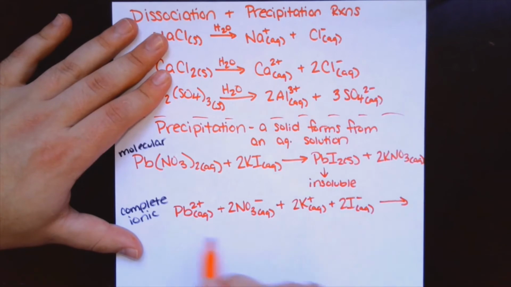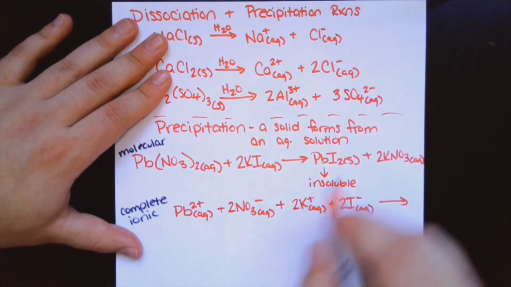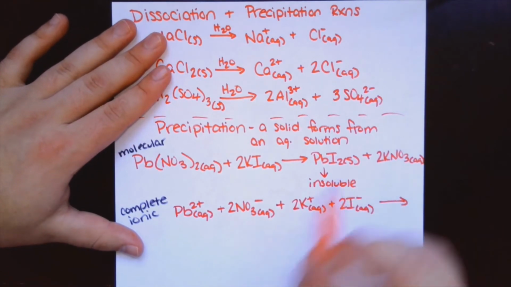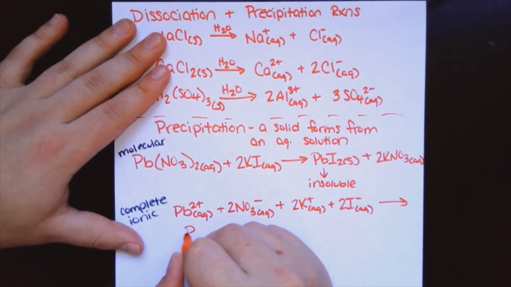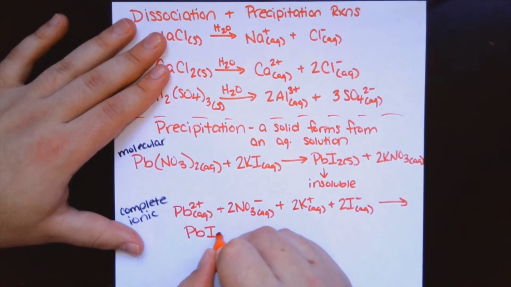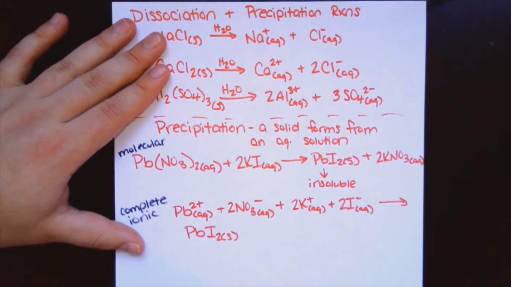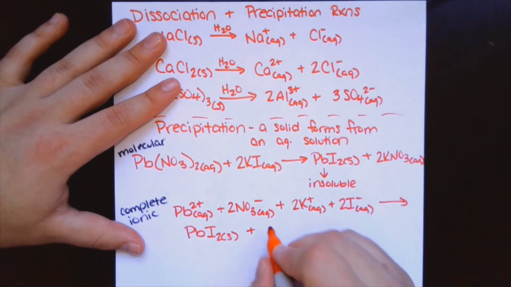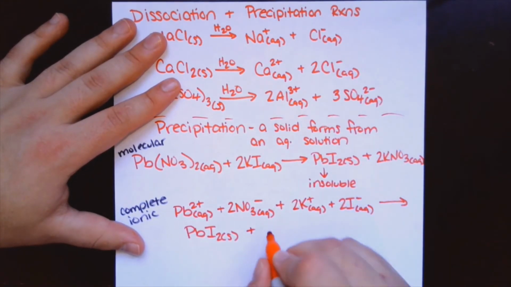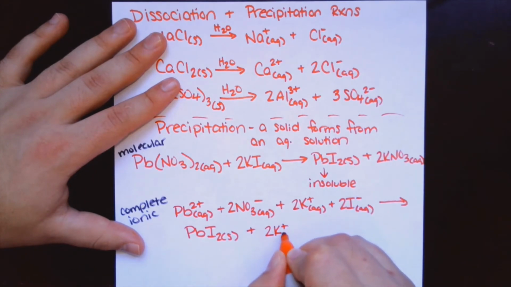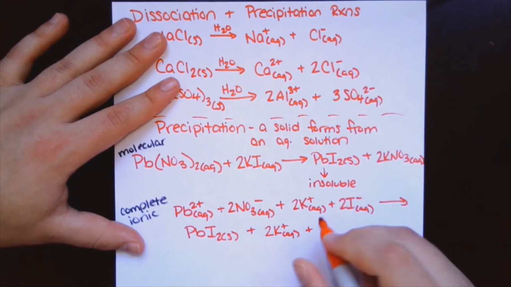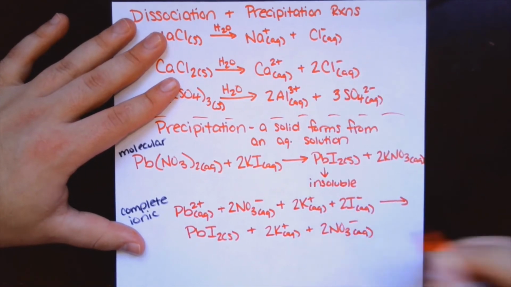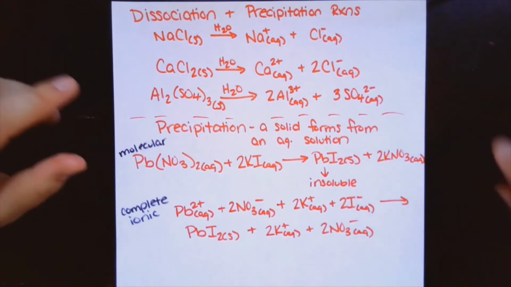Now I'm just going to continue below it just because I ran out of room. So remember, this is solid, and if you have anything that's not aqueous, you don't change it. So just rewrite that in the exact same form as its molecular form, because it does not form ions because it doesn't dissolve. Plus, now this one is aqueous, so we can distribute the 2, and we can say 2K+ plus 2 NO3-. Okay, so that is your complete ionic equation.